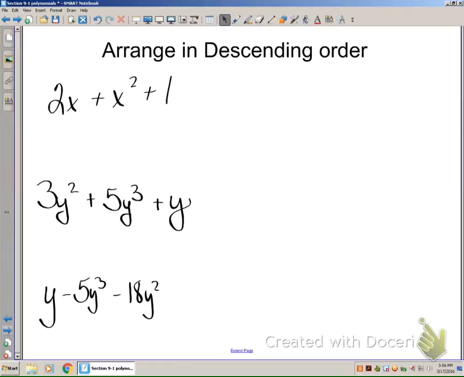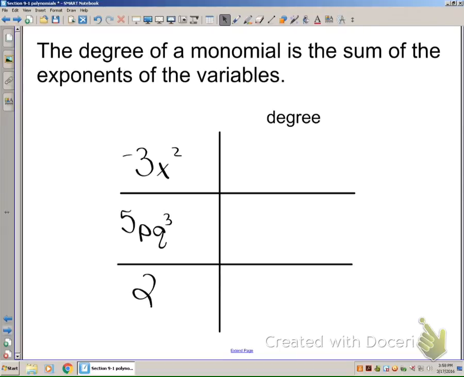Okay, so moving on. To find the degree of a monomial, in order to be able to find the degree, you have to know what that is. And the degree of a monomial is the sum of the exponents of all of its variables. So you have to look at, in a monomial, we just have the one term, so we're just going to look at that one term. And we have to look at the sum of the exponents of its variables.